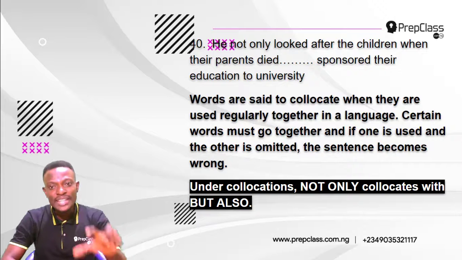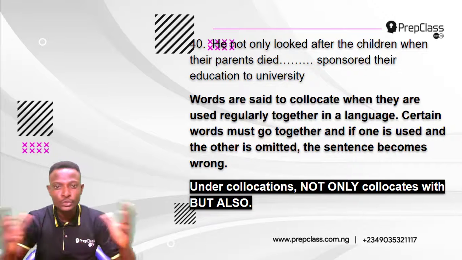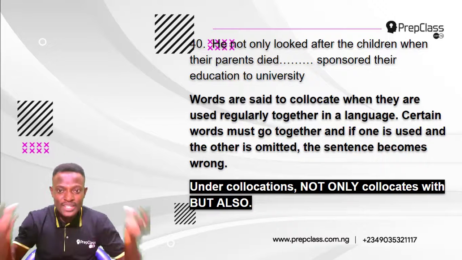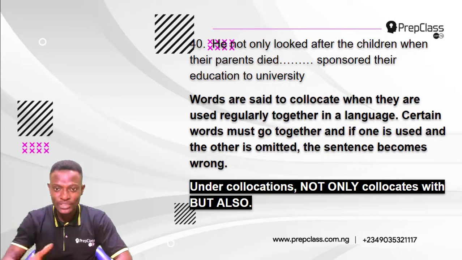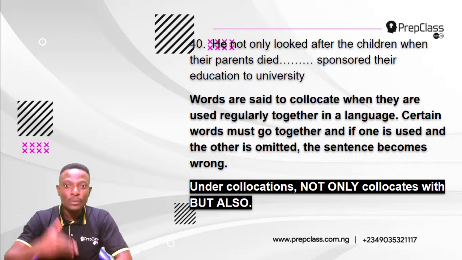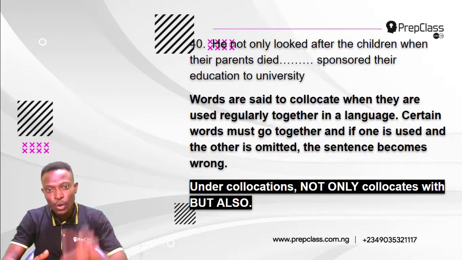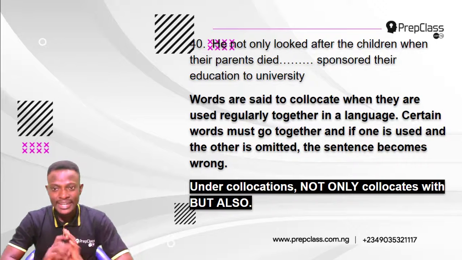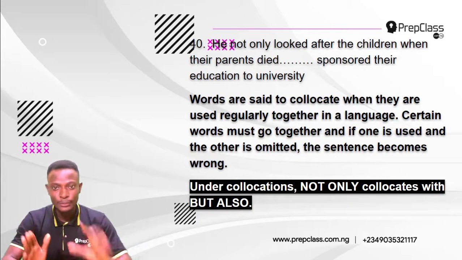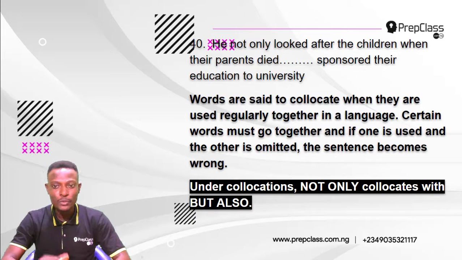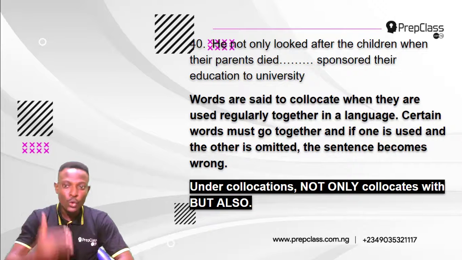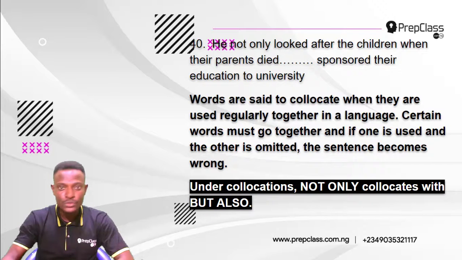Now, words are said to collocate when they are used regularly together in a language. Certain words must go together, and if one is used and the other is omitted, the sentence becomes wrong. An example is not only. Whenever we use not only, it should be used with but also. Not only collocates with but also.